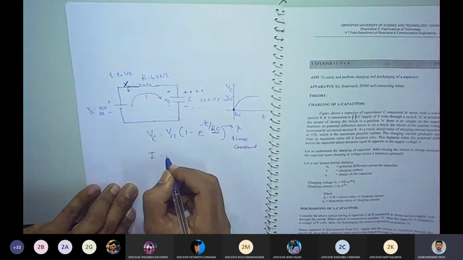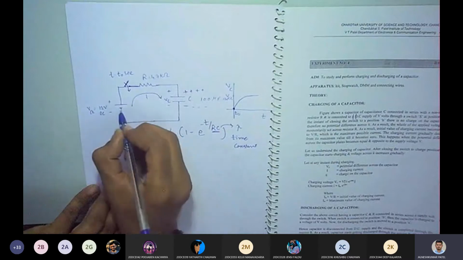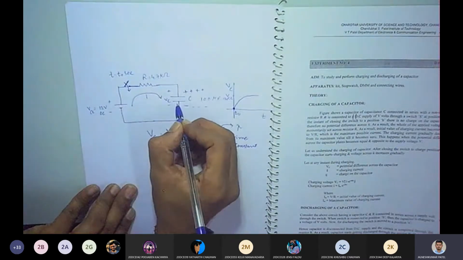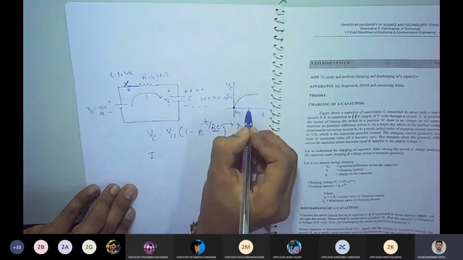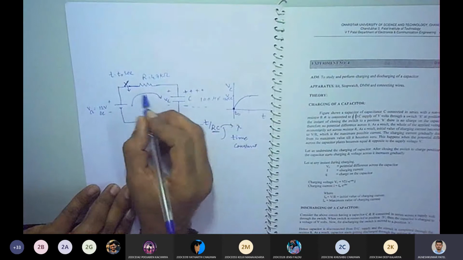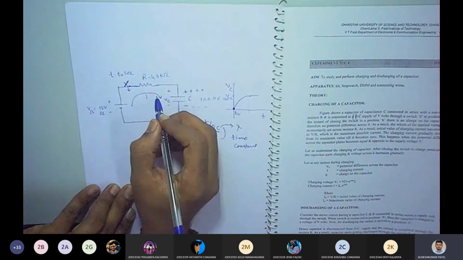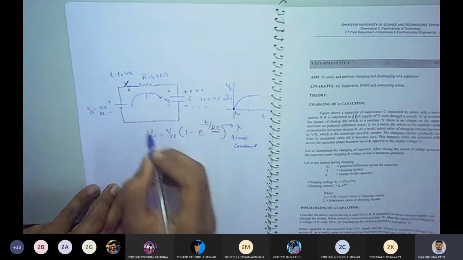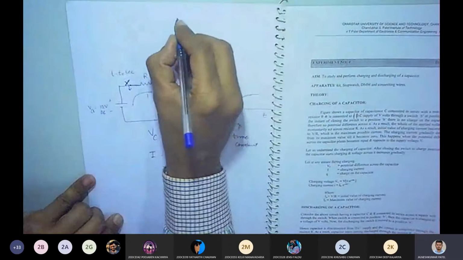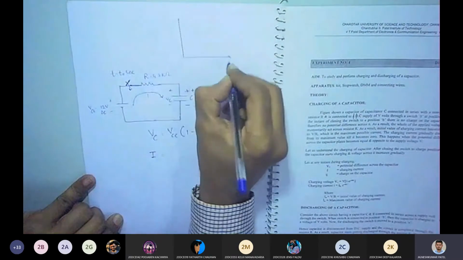If you require to write the equation of the current, which gradually comes to zero, why? Because here we have a battery of 12 volt, and gradually your capacitor also has 12 volt after a certain time, so there is no potential difference. That's why there is no current flowing. As time progresses and your VC becomes VCC, at that time I becomes zero.